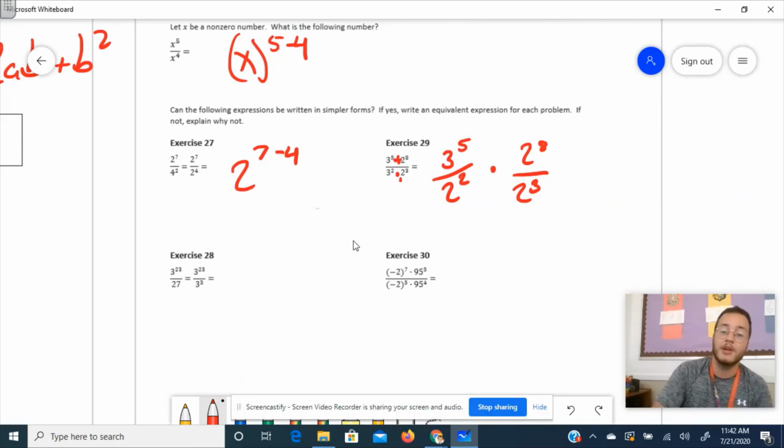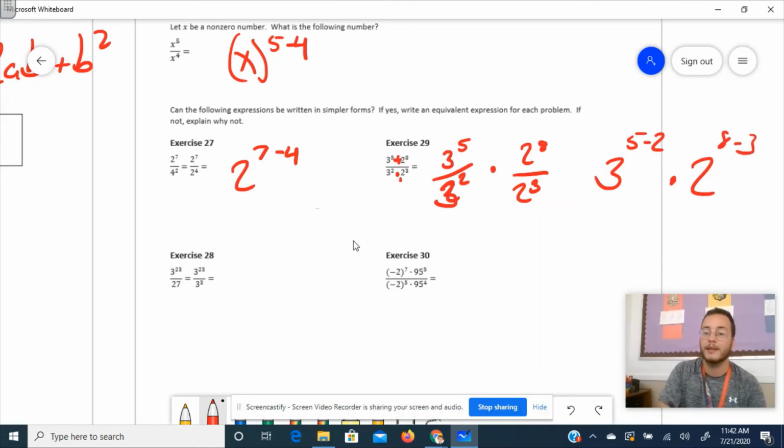But whenever you have nothing but multiplication at the top and bottom of a division problem, you can separate it. So I have the same thing right here. I'm sorry, it's a 3. I have a base of 3 right here to the 5 minus 2. And then I have that multiplied by the base of 2 to the 8 minus 3. And I can simplify that.